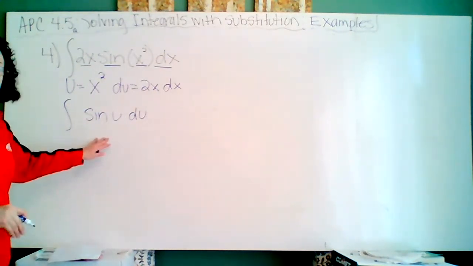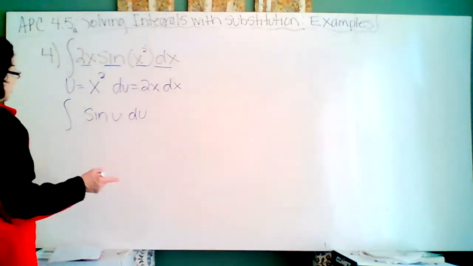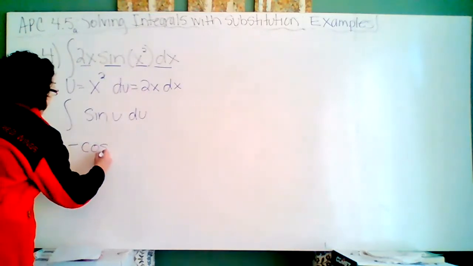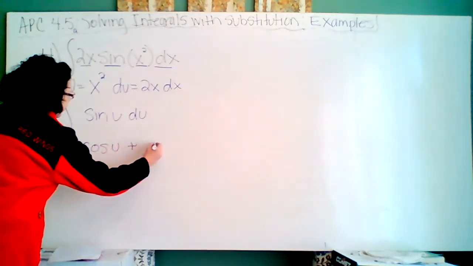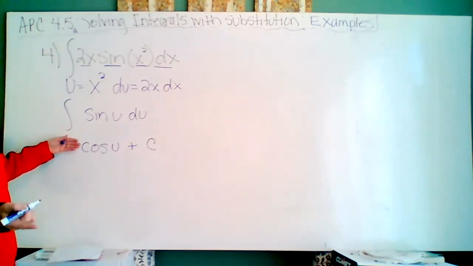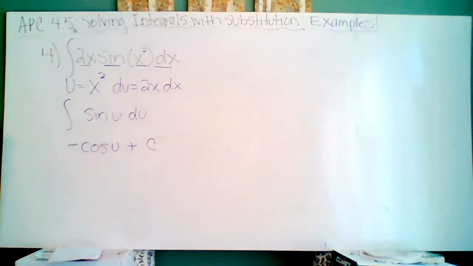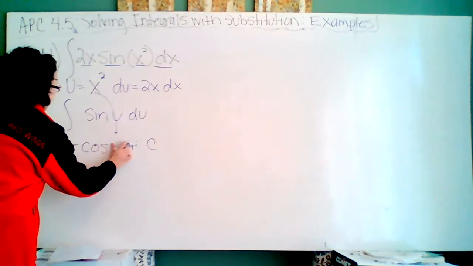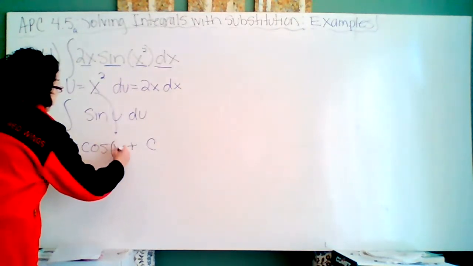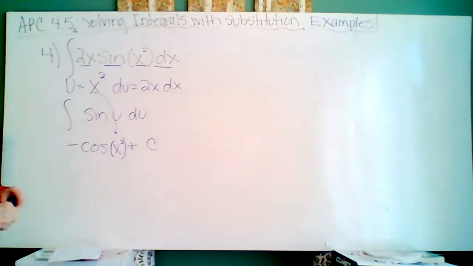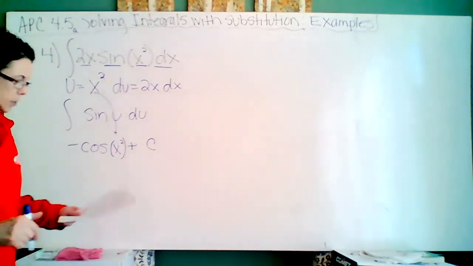Now sine of u, I know how to integrate, right? The integration of sine would be a negative cosine of u plus c. Am I right? Let's take a look. When you take the derivative of cosine, you get a negative sine. So now it's a positive sine. Good. I integrated and now I can put my u back in right here. And again, notice that I could take the derivative here and check it.